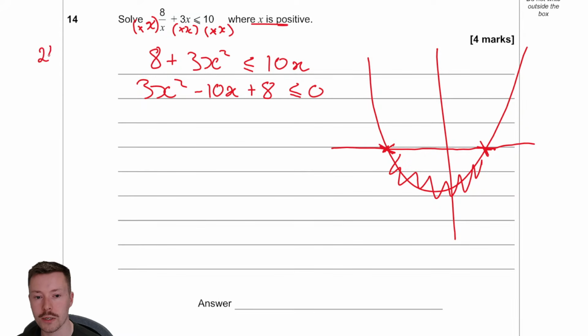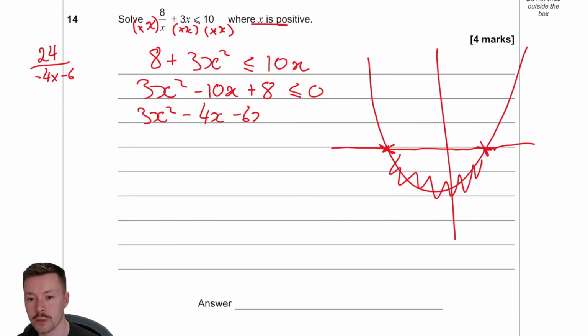3 times 8 is 24. We need factors of 24 that add to make negative 10. So I'm going to go with minus 8, minus 3 won't work. 6 and 4, minus 4 and minus 6 will work. Okay, so 3x squared minus 4x minus 6x plus 8 is less than or equal to 0.